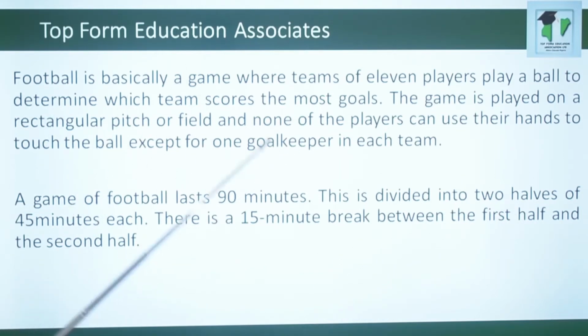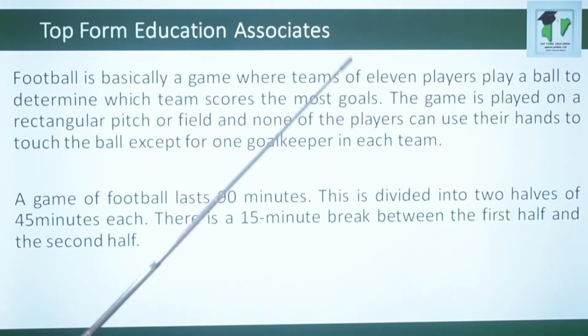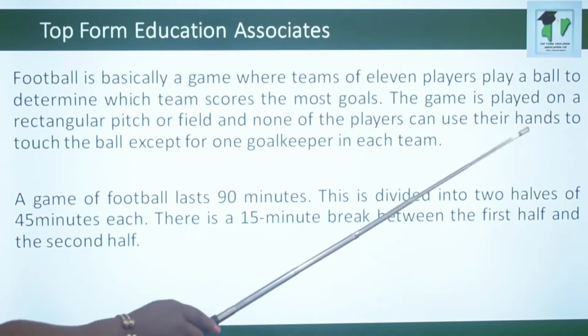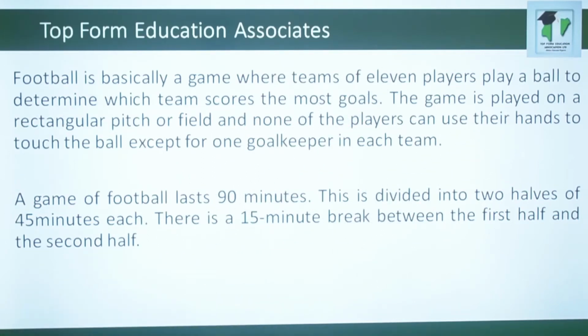So we have seen that 11 players are involved in football, and the game determines who scores the most goals. It's also played on a rectangular pitch, and no player is expected to use his or her hands except one goalkeeper in each team. And we also know that the game of football lasts for 90 minutes, divided into 2 halves of 45 minutes each, and we have a 15-minute break between the first half and the second half.